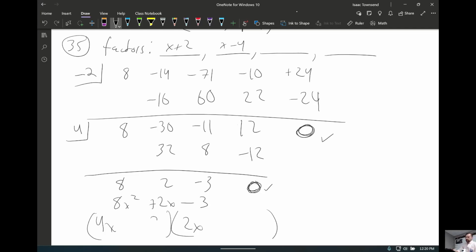So let's see, this would be 6 minus 4. Okay, yep, that looks like how that factors. And so here's the other 2 factors. 4x plus 3 divides into it evenly, and 2x minus 1 divides into it evenly.